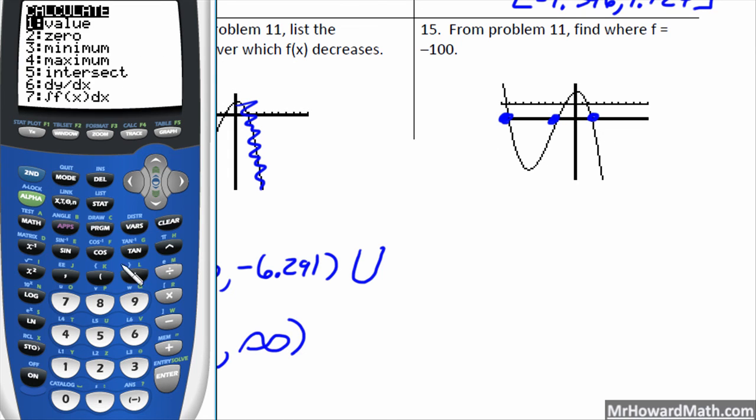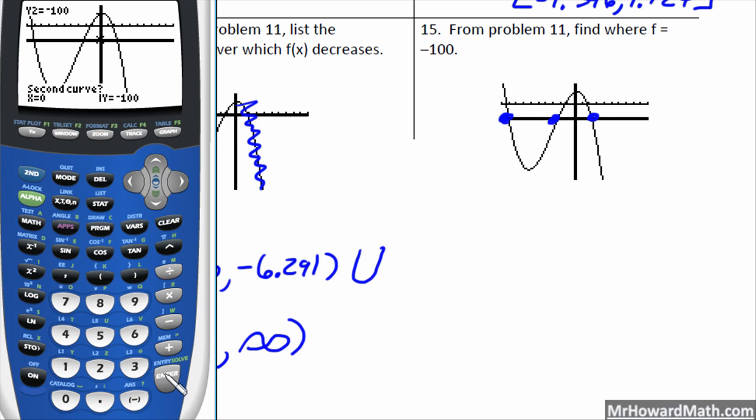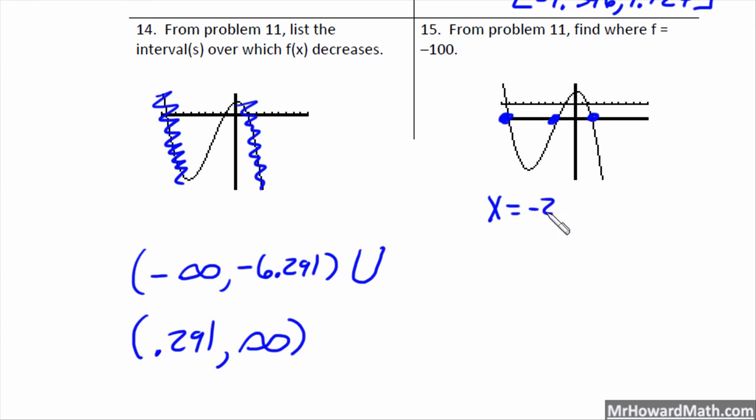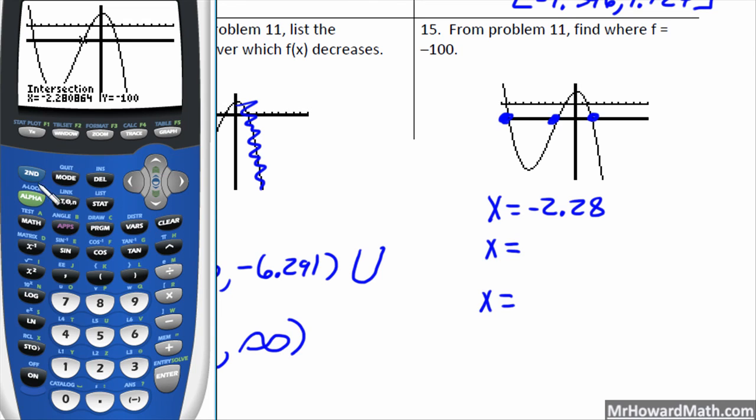So second trace, option 5, intersect. And we find the middle one first, -2.28. So x equals -2.28 is one answer. We'll have 3 here. Get that set up. Second trace, option 5 for intersect. First curve, enter. Second curve, enter. For this guess, I'm going to type in -10 to find that leftmost intersection. So that would be -9.03.